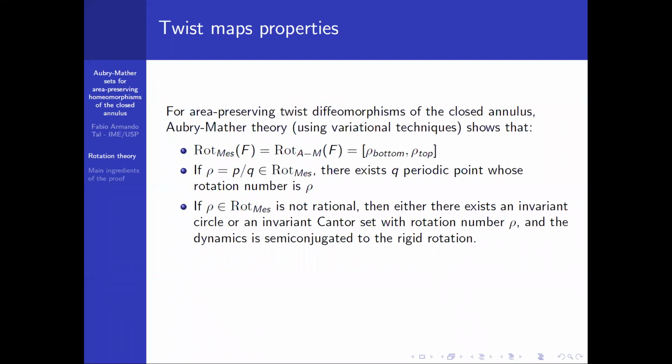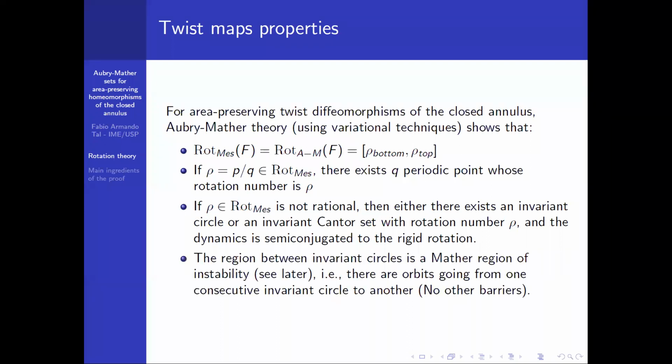And the dynamics here is semi-conjugated to the rigid rotation. There are good order properties here, which is a very special thing of twist maps. Something else is that in between these invariant circles, you have some circles which are invariant, with irrational rotation with different speeds. What happens in between these two circles is that you have something called a Mather region of instability.